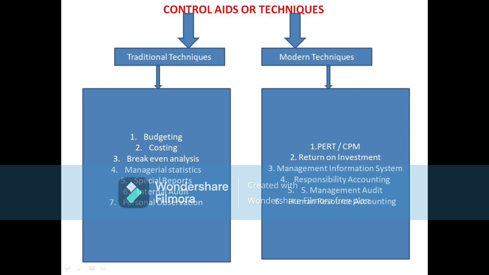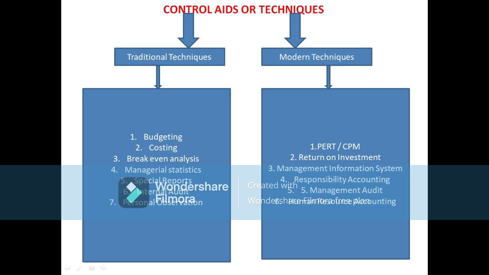Our today's topic is regarding controlling. Controlling is one of the functions of management, and the last function of management. After planning, organizing, staffing, directing, the last one is the controlling function. Under the controlling function, we are going to study what are the techniques, or what are the aids, that are used for controlling.